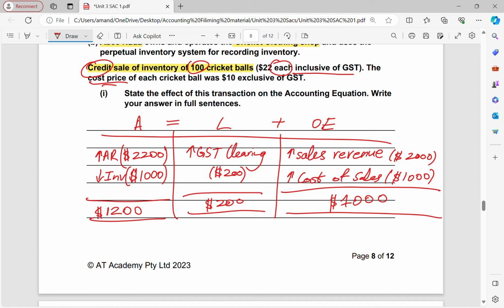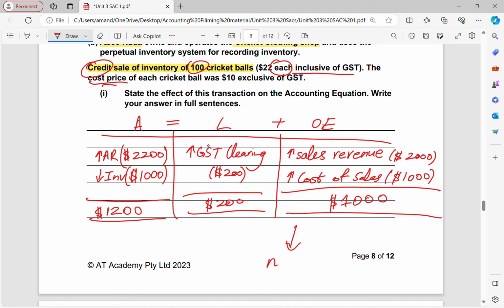It's really important to do this, though. Check that it adds up. Put it into full sentences now. You can say that the impact of this transaction was that assets increased by $1,200 due to accounts receivable increasing by $2,200 and inventory decreasing by 1,000, and then just say the rest of them. GST increases by 200, causing liabilities to increase by 200, then just say the whole thing. But it's important to say increase, decrease, impacts, and then talk about them.